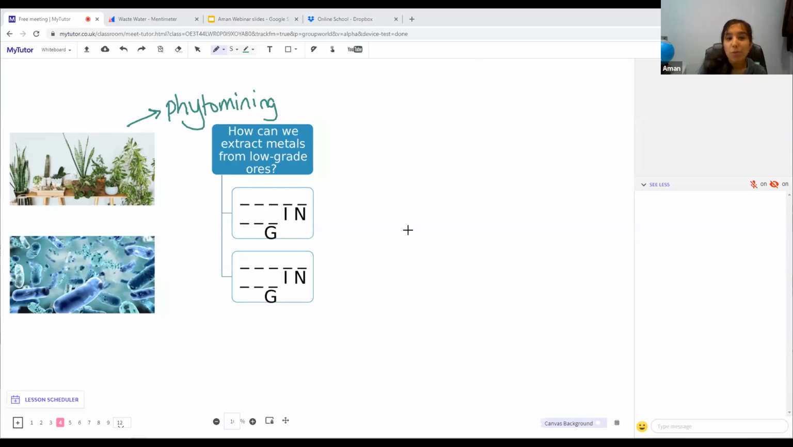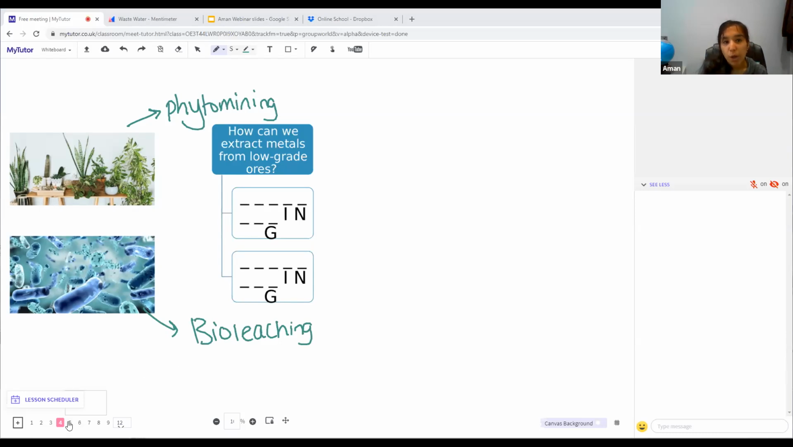Okay, so it's called bioleaching. I'll explain why it's called that when we go through the process. So these are the two biological methods of extracting metals, specifically from low-grade ores. And the reason we do them will be explained in just a second.